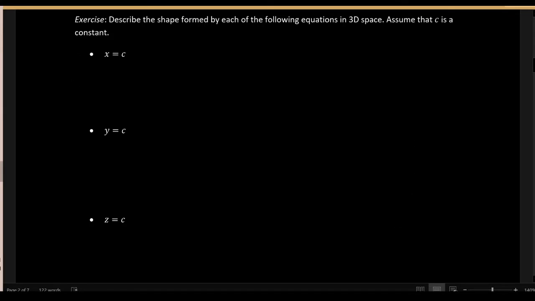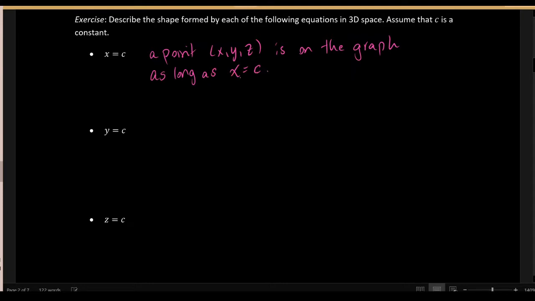Now remember what a graph is. A graph is the set of all the points that satisfy the equation that's given to you. So when someone says that x must be equal to c, they're saying that a point is on the graph as long as the x value is equal to this given constant number c. The values of y and z have no impact on the truth value of this equation.